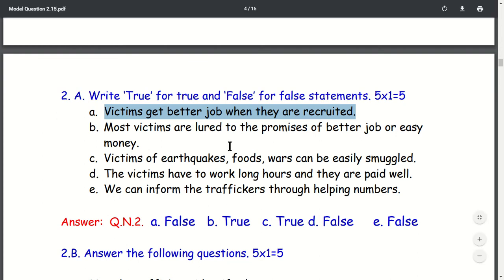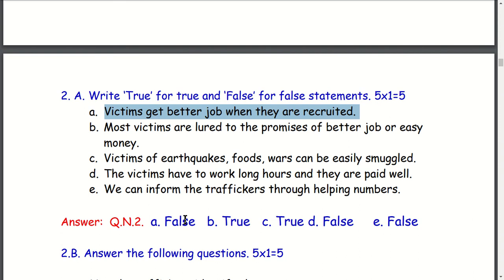Okay, then this also can be done here. But yes, I think it is better like this. If you don't have time, you can do this one too. But I think if you have time, you have to copy down the sentence and write true or false. I advise you to do it. But I have written only the answer here.